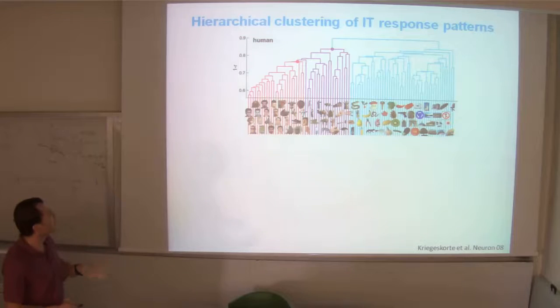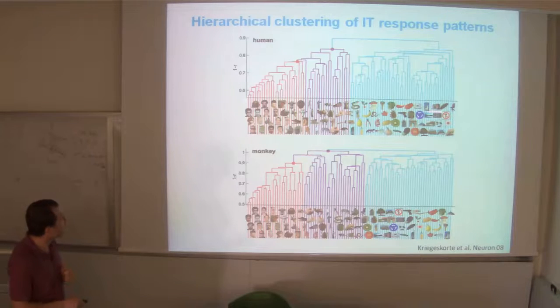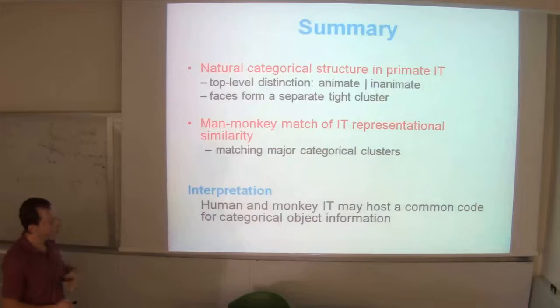We can do another method of hierarchical clustering, and we can see also here all the images, and this is one minus the correlation. It's another method to represent the data. So let's go to the summary. Natural categorical structure in primate IT: top level distinction, animate and inanimate, and faces form a separate cluster. The man to monkey match of IT, representational similarity, matches in major categorical clusters. This is what we really talked about during the last 15 minutes. Interpretation, human and monkey IT: monkey IT may host a common code for categorical object representation. This is the take-home message.